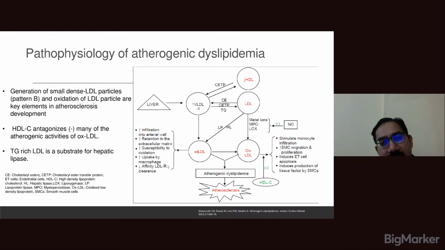Oxidized LDL stimulates monocyte infiltration, stimulates smooth muscle cell migration and proliferation, induces endothelial cell apoptosis, and induces production of tissue factors by smooth muscle cells. So these are the basic pathophysiological mechanisms by which the high risk cholesterol, that is small dense low density lipoprotein and oxidized LDL, increases the risk of atherogenesis and is the culprit for atherogenic dyslipidemia.